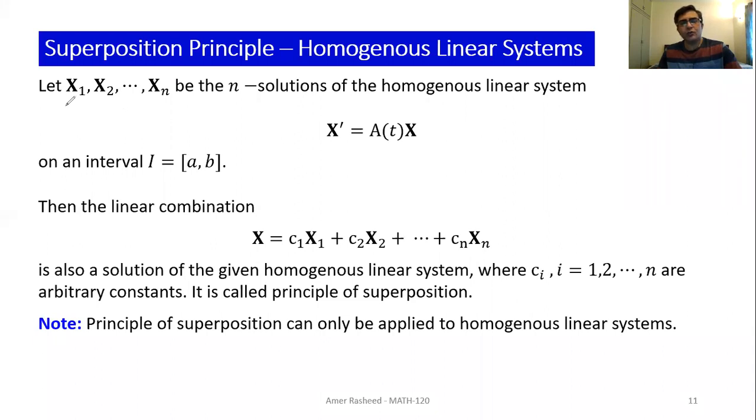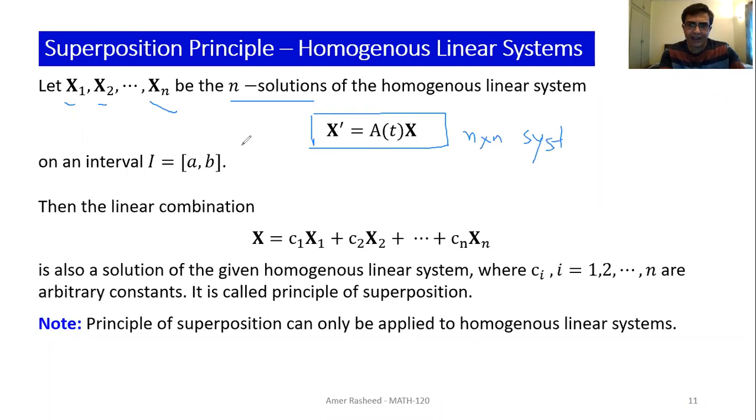So here we suppose that x1, x2, and xn are the n solutions of the homogeneous linear system, this one. This is an n by n system because it has n dependent variables and there are n equations. So it will have n solutions. We say that x1, x2, and so on, xn are n solutions of the homogeneous linear system, which is an n by n system.